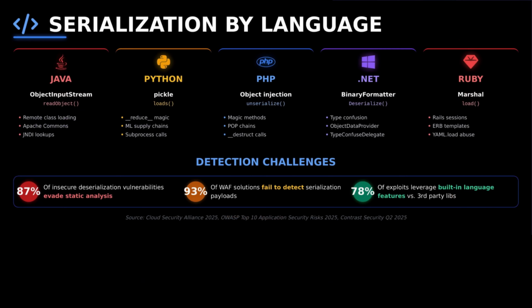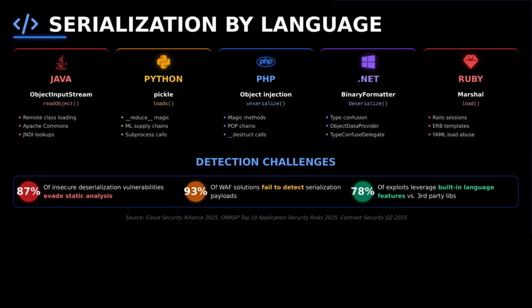This isn't limited to one language. In Java, it's the ObjectInputStream.readObject function and gadget chains like Apache Commons. In Python, it's the pickle.loads function, which data scientists use daily. In PHP, the unserialize function enables object injection and POP chains. In .NET, the BinaryFormatter.Deserialize function has fueled RCE bugs. In Ruby, the Marshal.load function and ERB templates have been abused.